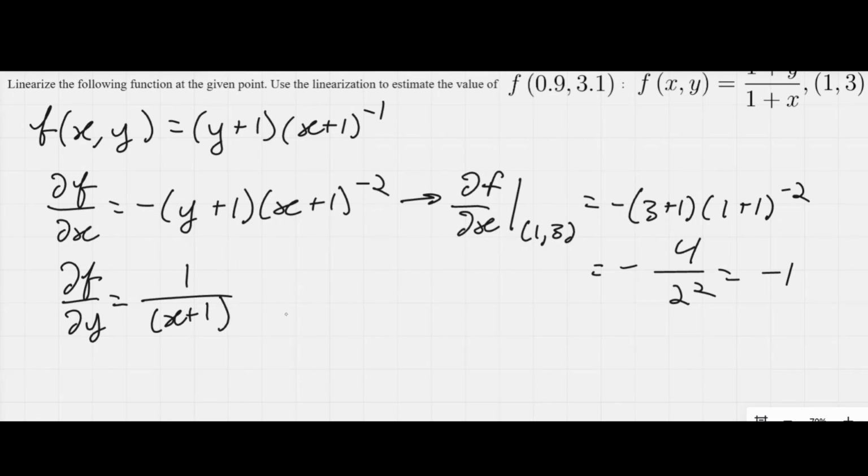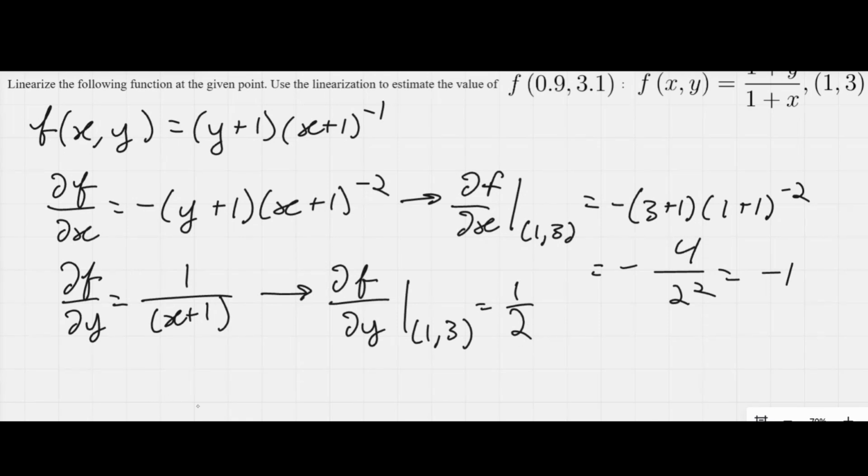Okay. All right. Now we need to calculate what the partial derivative with respect to y is going to be at that specific point (1, 3). So first, all we need to do is use the value of 1 and plug that in to x, and so what we're left with is simply 1 over 2. Alright, so we have our two slopes. We can now use that to find the linearization.